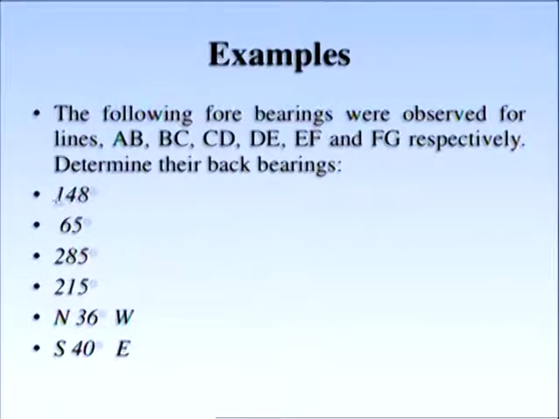Here it is given 148 degree angle and you have to find the back bearing. The value is less than 180 degree. 65 is again less than 180 degree. The third one, 285, is more than 180 degree. Here also 215 is more than 180 degree. These four readings are whole circle bearings, and you have to convert from fore bearing to back bearing. The last two readings are in the quadrantal system, that is, reduced bearings, and you have to convert these readings to back bearings. So one by one we are taking them. Number 1.